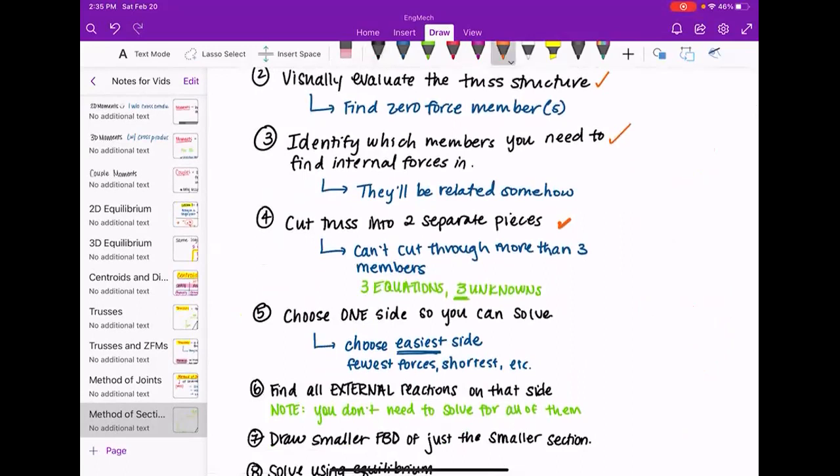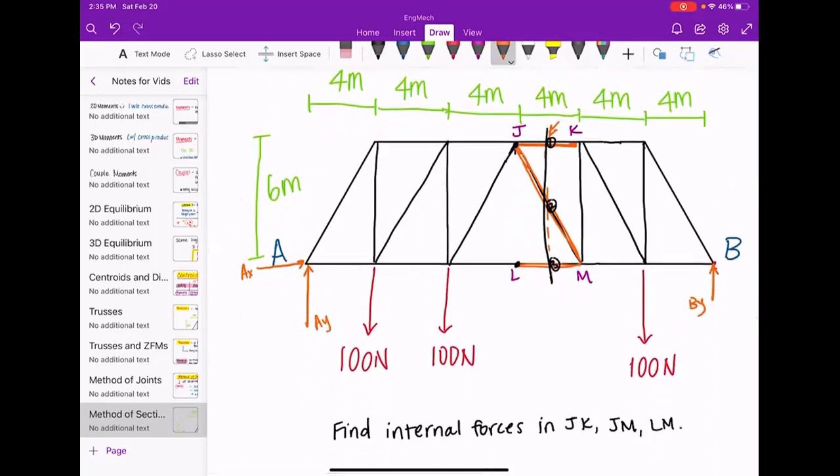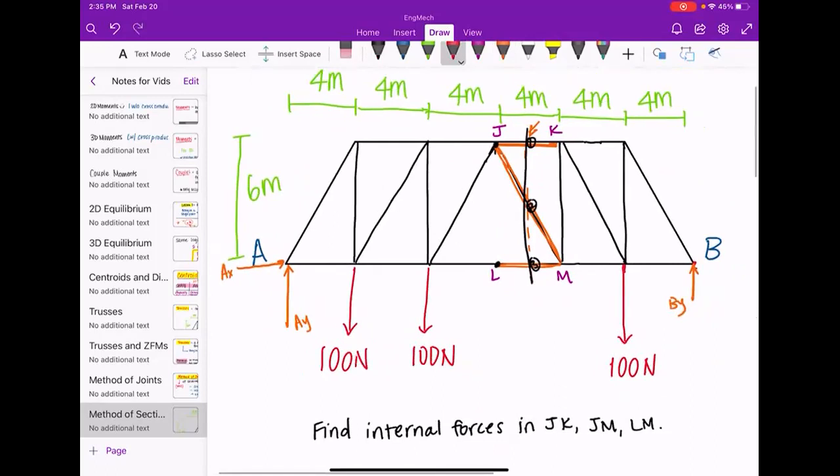The next step is to choose one side that you want to solve. So usually I choose the side that has the fewer forces on it. I choose the side that's like shorter, looks simpler, something like that. You don't really have to choose one over the other. It's kind of just whichever one you choose. Looking at this truss though, I still haven't found BY and AX and AY.